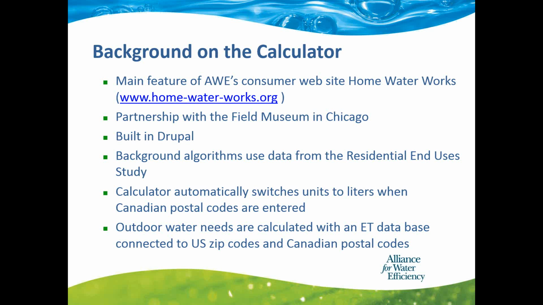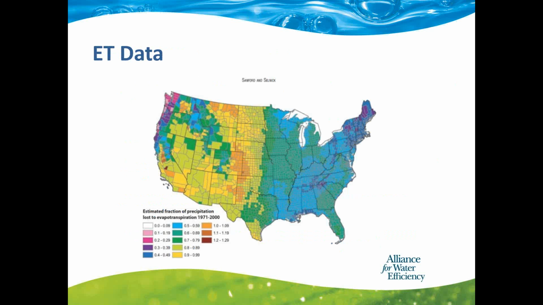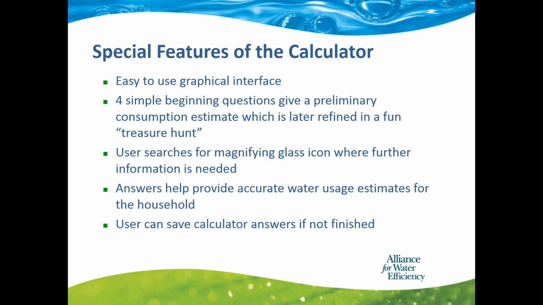The next slide shows you a map where you can see how the ET varies across at least the United States. We have data for the entire continental United States, as well as data for Canada, all the 13 provinces. So the calculations made for outdoor water use will utilize this information and be very specific to the hydrology, the local hydrology of the region. On the next slide, we'll talk about other special features of the calculator.